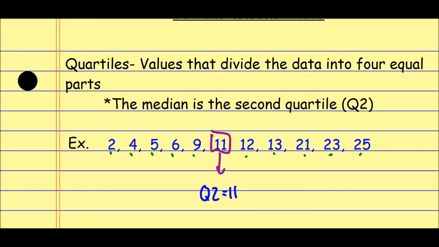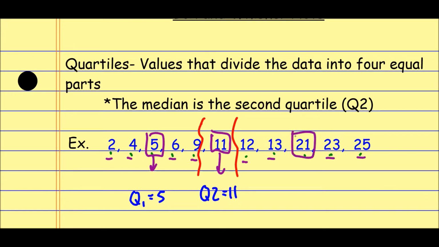But now we're going to look at this in 2 chunks. We're going to look at this chunk over here and this chunk over here separately. Just like I did before, start counting off from each end. If I start counting off from each end and find the one in the middle, the one in the middle is the 5. That's the first quartile. If I do the same thing over on the other end, start counting off from each end until I find the one in the middle, it's this one. So that is the third quartile.